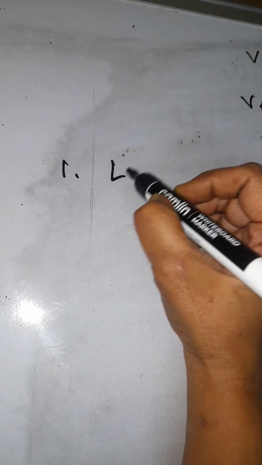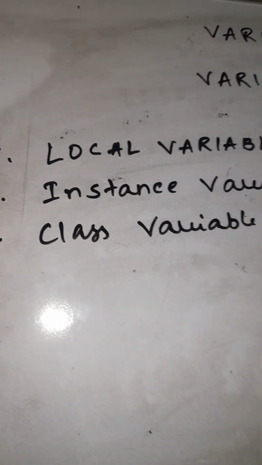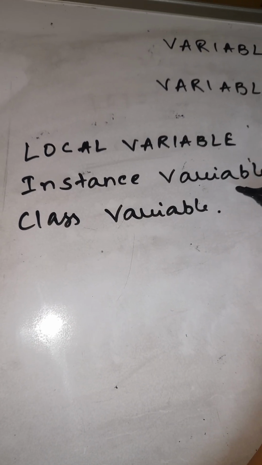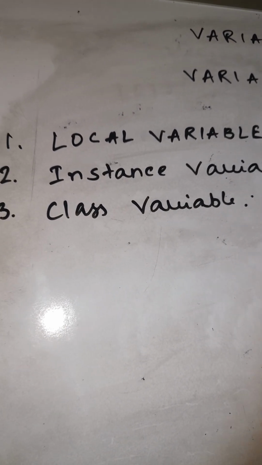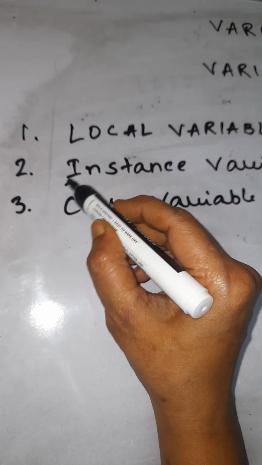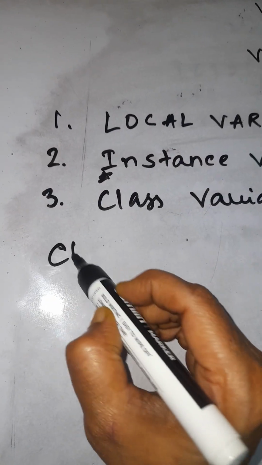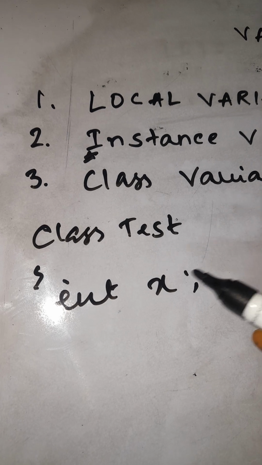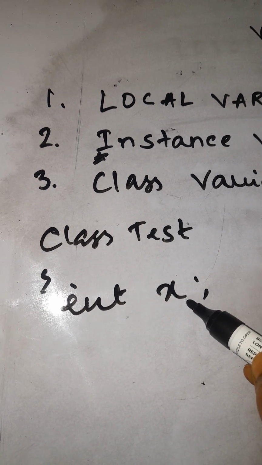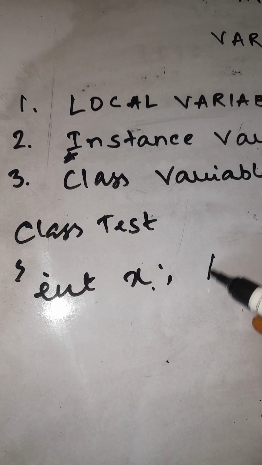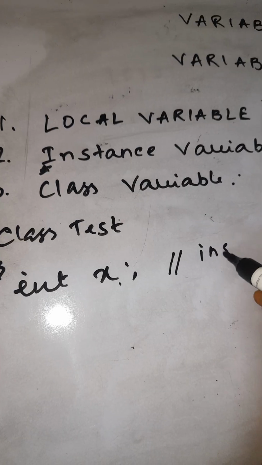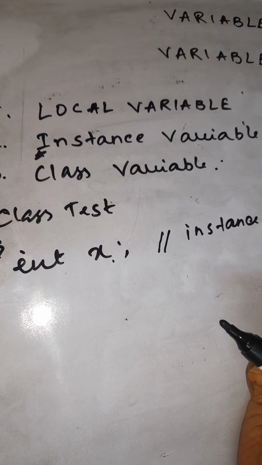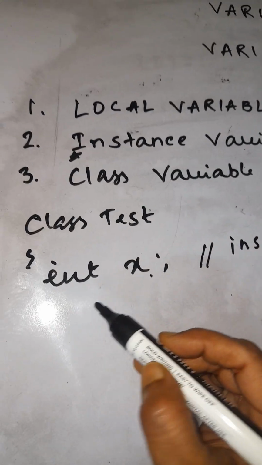The first one is the local variable, then the instance variable and the class variable. All of you know the instance variable. Instance variable means if you have one class Test, and I have one variable, an integer x. This one is known as the instance variable or member variable. And what is the class variable?